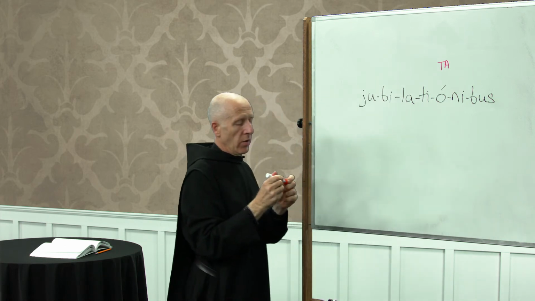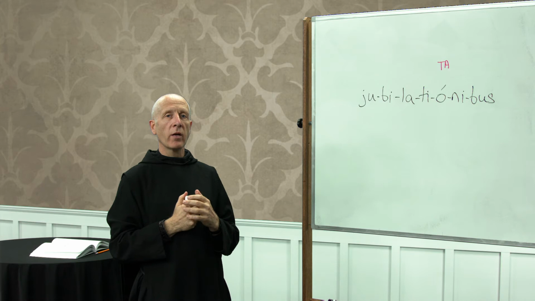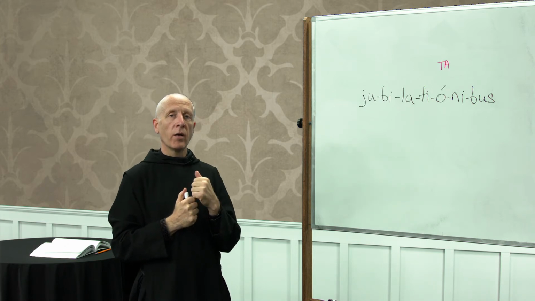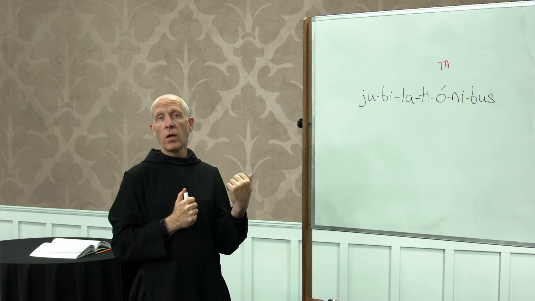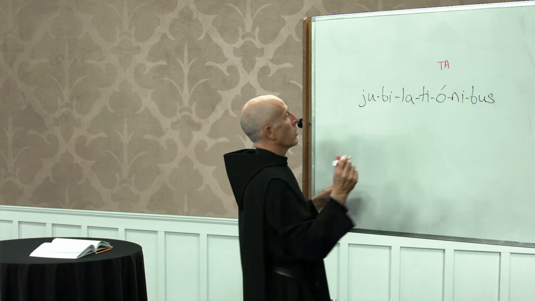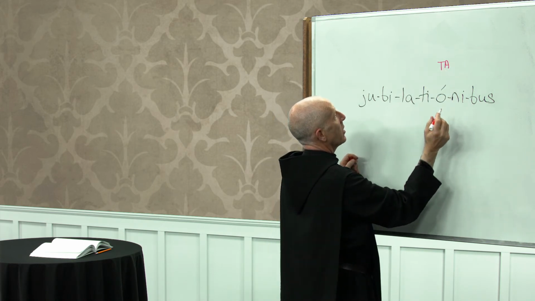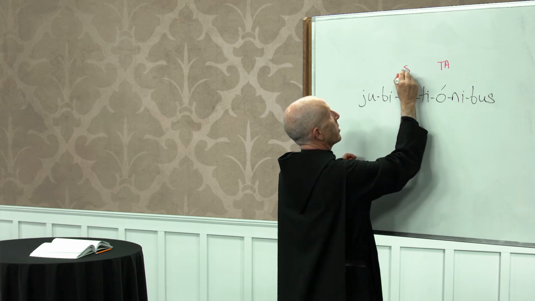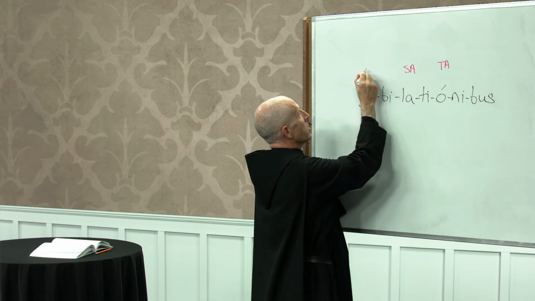Now, what did we say? To find the secondary accent, we count backwards, that is, toward the beginning of the word, and mark every second syllable as a secondary accent. We'll call that SA. So TA, skip this one, SA, secondary accent. Skip this one, secondary accent.